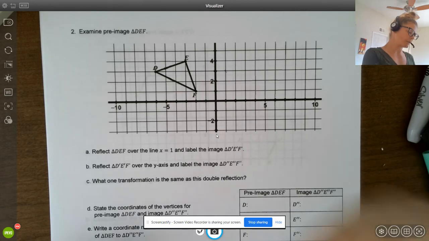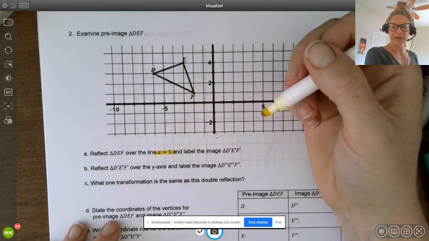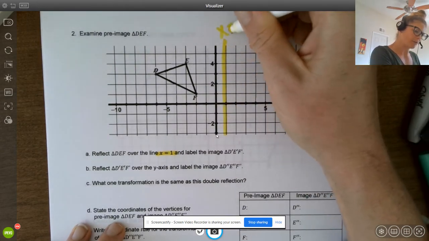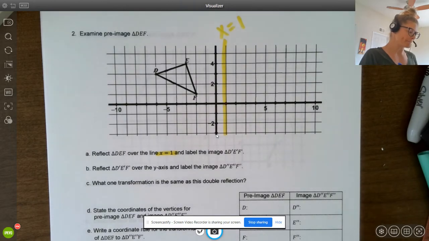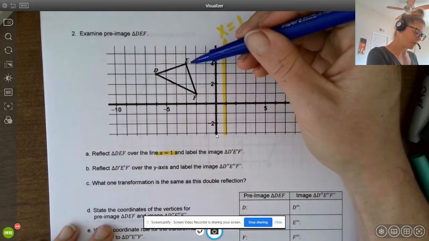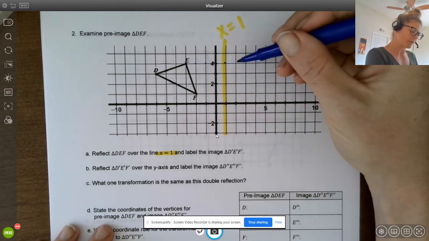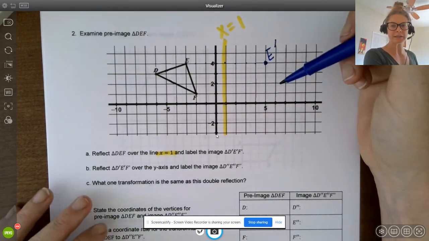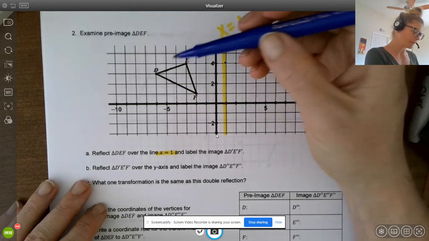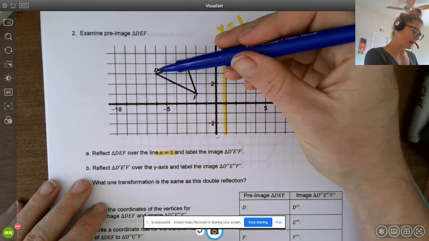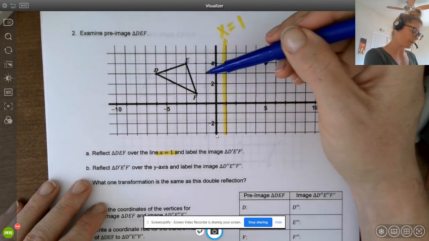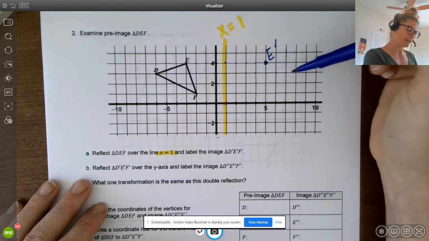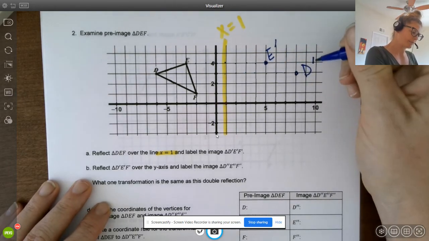So the first thing we had to do was reflect over the line x equals 1. Remember, the line x equals 1 is a vertical line where all the x values are always the same. So from here, I'm going to go over 1, 2, 3, 4, so I have to go over 4 more, 1, 2, 3, 4 to get the E prime. Corresponding vertices are equidistant from the line of reflection. For D, we can also think about it as if we have to go over 1, 2, 3, 4, 5, 6, 7. We have to go over 7 here to get the D prime.